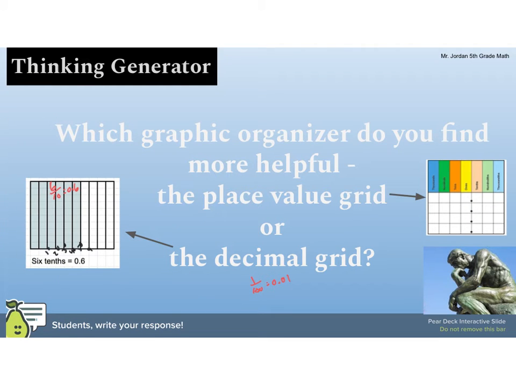This page really just shows the different types of organizers. So we have the decimal place grid over here, and then we have the place value grid, which is this one. And which one do you like to use?